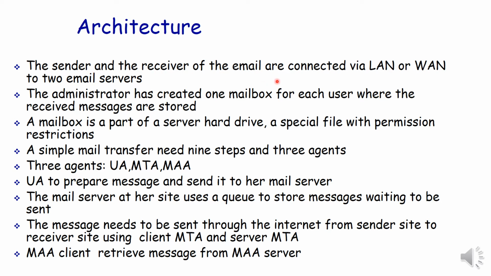The sender and the receiver, Alice and Bob, are connected to the internet via LAN or WAN. Then the administrator has created one mailbox for each user. That is, we have an email account, and this is known as the mailbox here. Then mailbox is actually part of the server hard drive, and it is a special file with some permission restrictions. For a simple email transfer, we need 9 steps and 3 different agents as we studied in the previous slide.